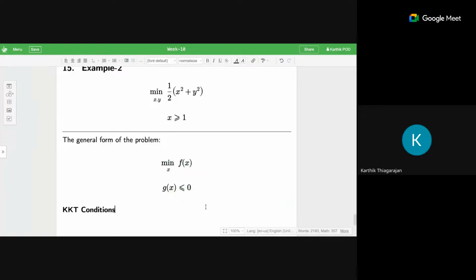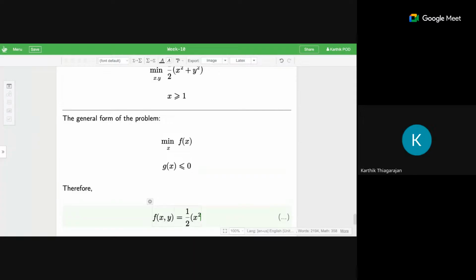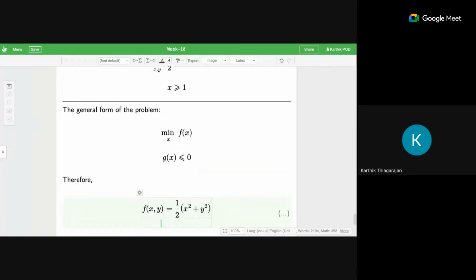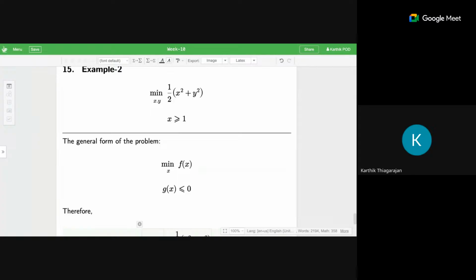So the first thing you have to do is convert everything into constraint less than or equal to 0 form. So f of x is not a problem. F of x, y in this case is still half x squared plus y squared. But g of x, y, you have to be careful. Here x minus 1 is greater than or equal to 0, which means 1 minus x is less than or equal to 0. So g of x, y is 1 minus x. Did everyone get this point?